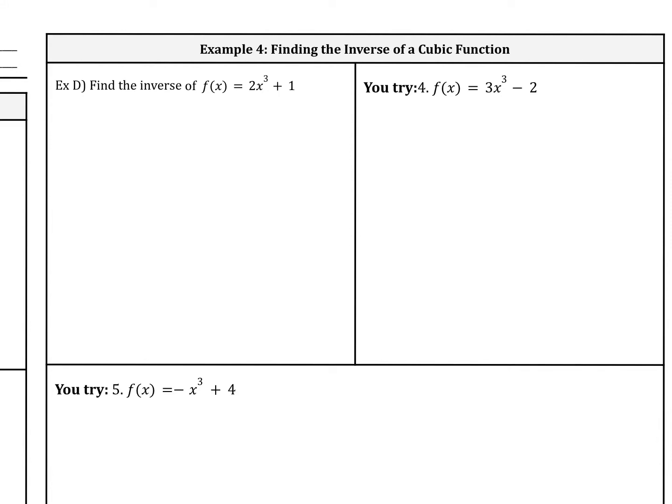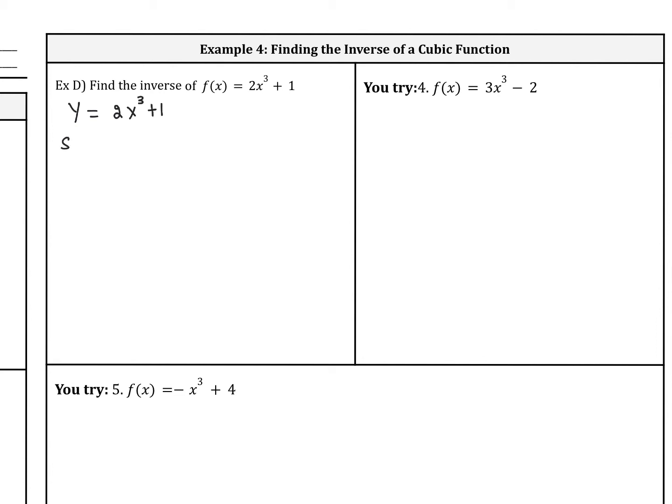Chapter 5.6a, Inverse of a Function, Example 4. Finding the inverse of a cubic function. Find the inverse of f(x) equals 2x to the power 3 plus 1. The first step is set f(x) equals y.